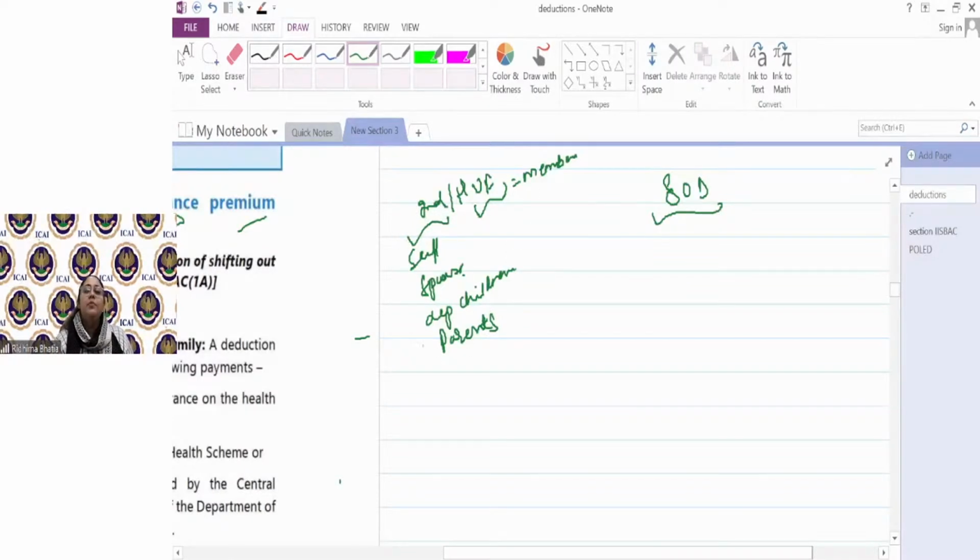So 80C में कहीं पे भी there are no parents. Parents are not covered under 80C. So if I'm making contributions for my parents' life insurance policy, that is not eligible. But if I'm making payment for my parents' medical insurance policy, that is eligible. ठीक है. ये चीज ध्यान से याद रखना.